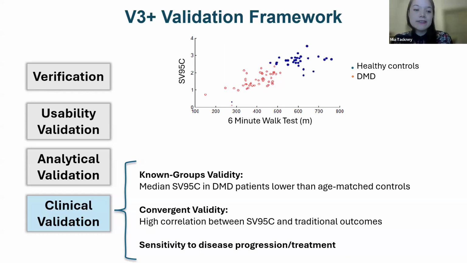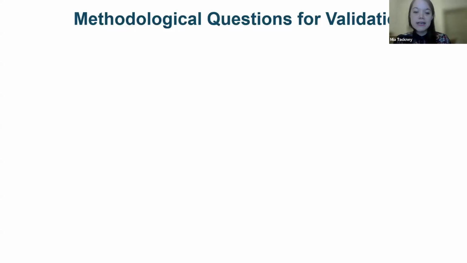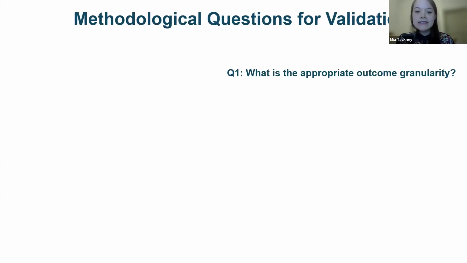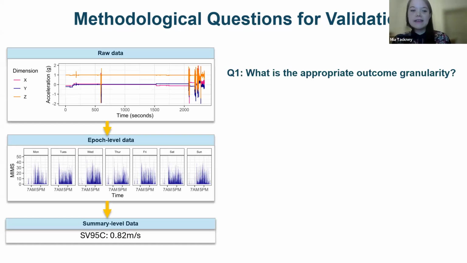Now, in this process of validation, there's quite a lot of methodological questions that we want to pose. So the first question is, what is the appropriate outcome granularity? As we saw, you can aggregate this data in many different levels. And some aspects of the validation, for example, the part about checking that the strides are accurate, this is on a different granularity compared to a lot of the other aspects, which is about the summary measure about stride velocity 95th centile, that large summary metric. So when you move between these different levels, there's lots of decisions being made about how to define outliers, for example, what to do with missing data. And there is not very much guidance on how those decisions should be made. So that's our first question.